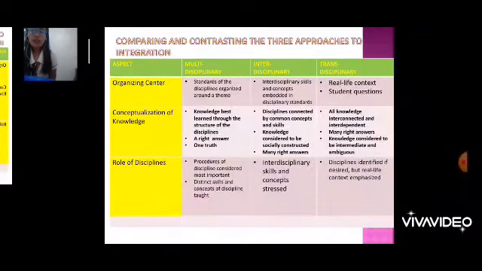Then interdisciplinary skills and concepts are being stressed. So they give emphasis on the skills and concepts under interdisciplinary. Disciplines are identified if desired, but real life context is emphasized. Meaning disciplinary action is, of course, necessary, but students should give truthful consideration to their own learning and real life experiences.